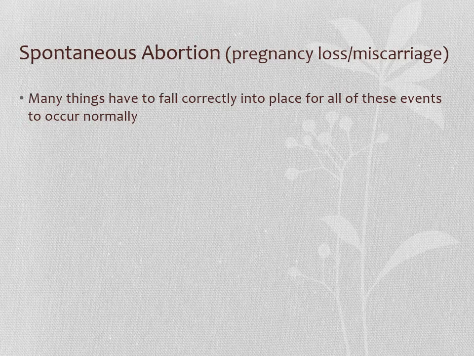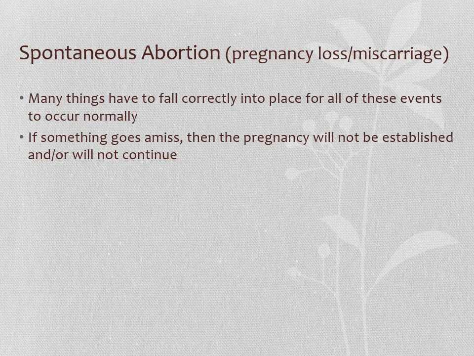You have to do cleavage, then you have to properly form into a blastocyst, then you have to properly implant and burrow into the endometrium, then you have to make enough HCG, the corpus luteum has to continue to make progesterone, and you have to have all the normal genetic material that you need to construct a future human being, right? So you need to have lots of things falling into place to form all of those organs. So if something goes wrong, then the pregnancy won't be established or it won't continue, right? So if something major goes wrong, then you're going to lose that pregnancy because it's no longer viable.